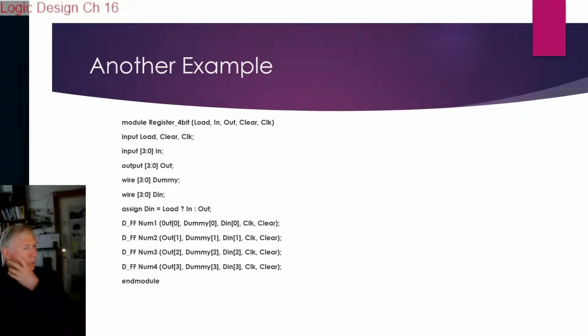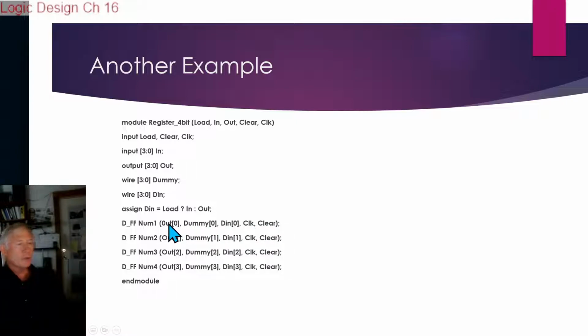So here's our register. Notice we have 4 instantiations. We use the module name that we're instantiating, D flip-flop. We have to have a unique instance name, in this case number 1, number 2, number 3, number 4. So we instantiate it 4 times, and each one has a unique name. And then we have our port list, and the port list must match the original module. So for our D flip-flop module, the order of these variables must match.